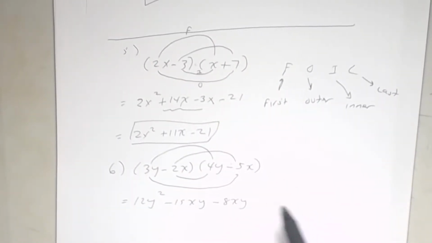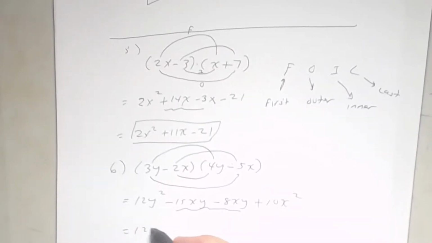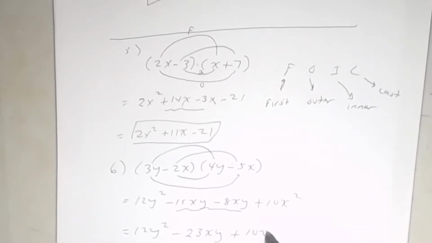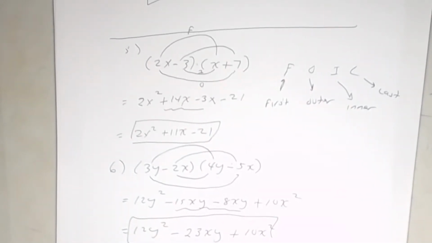And then the last will be the last terms of each binomial. Negative 5x. So it's a negative times a negative. Positive 10x squared. Okay. And then combine like terms, what do you get? I can combine these, right? Negative 15 minus 8, which would be negative 23xy, plus 10x squared. And so you're going to end up going backwards at some point. That's probably the second section after this one.